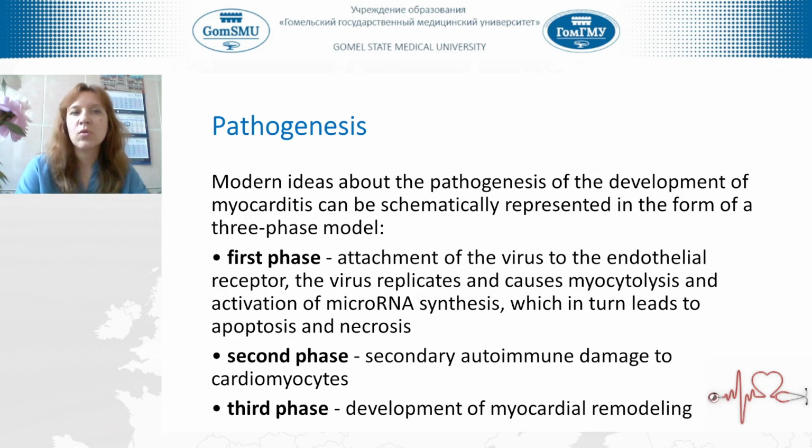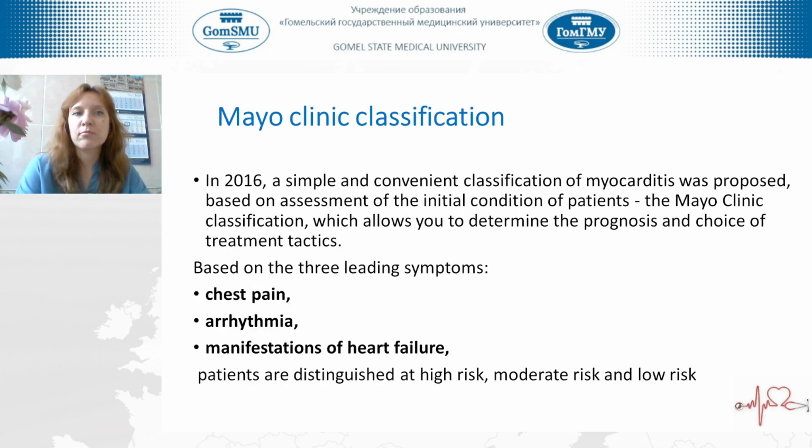In pathogenesis, modern ideas about the development of myocarditis can be schematically represented in the form of a three-phase model. First phase: attachment of the viruses to the endothelial receptor. The virus replicates and damages myocytes, and activates microRNA synthesis, which in turn leads to apoptosis and necrosis. Second phase: secondary autoimmune damage to cardiomyocytes. And third phase: development of myocardial remodeling.